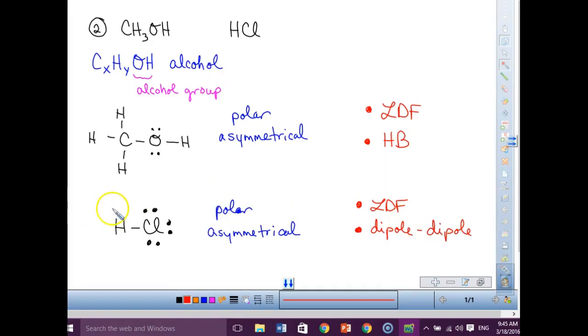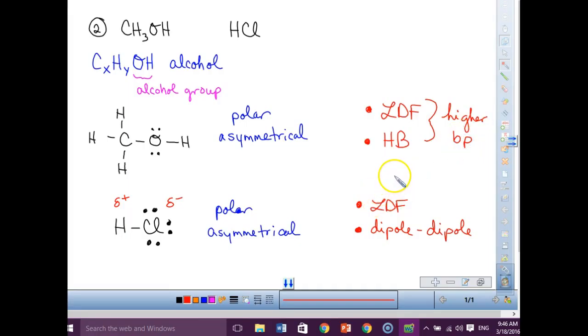Because, you know, there is going to be a partial positive charge on this and a partial negative charge on that one. So the chlorine of one would attract the hydrogen of the other one. Okay, so there's attraction, but it's just not called hydrogen bonding. It's dipole-dipole. So, which one's got the stronger IMFs? Top one or bottom? The top one. So this one is going to have the higher boiling point.